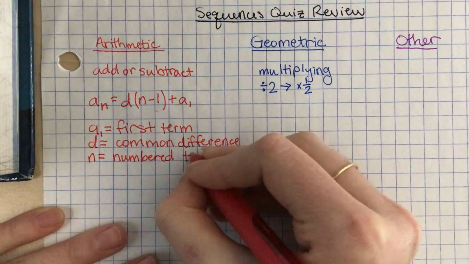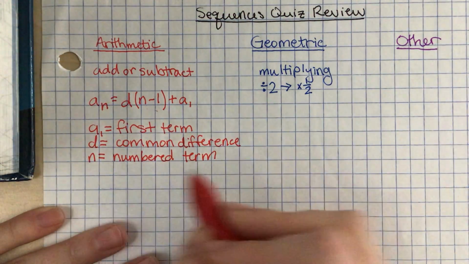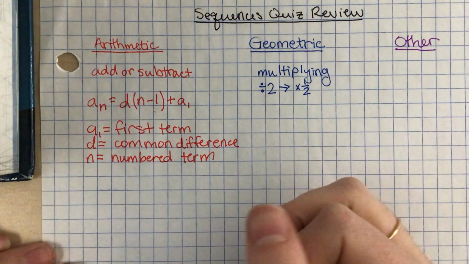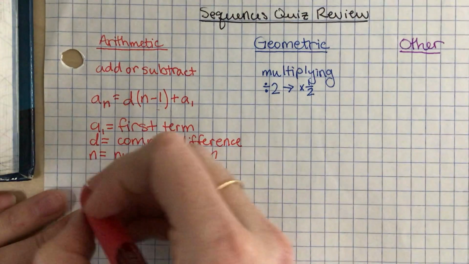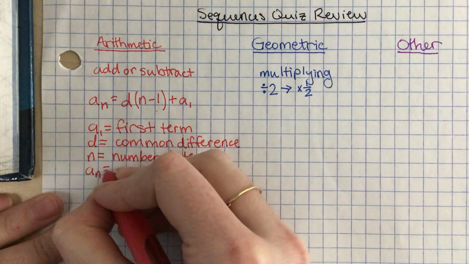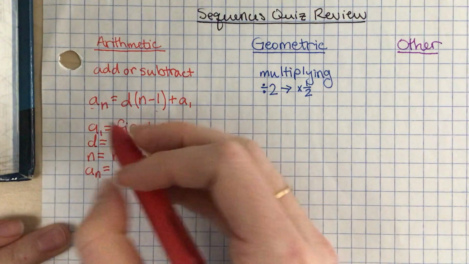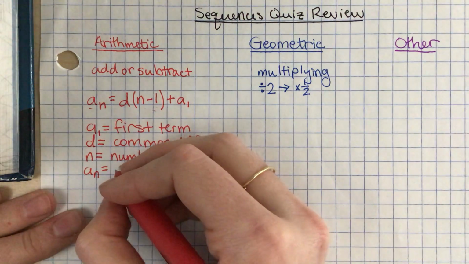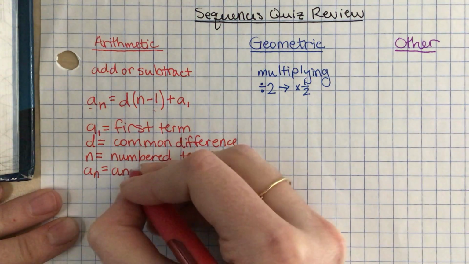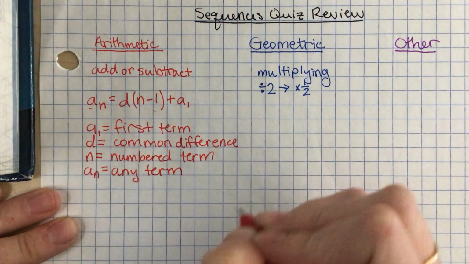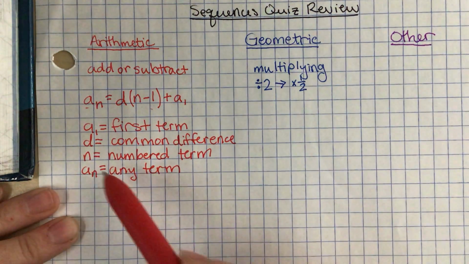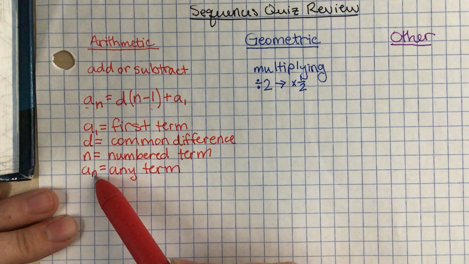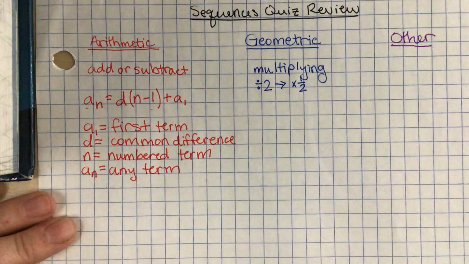Numbered term. So we could be trying to find the 20th term. We could be trying to find the 50th term. For the most part, they're usually pretty small, though, for us to find for right now. And then we have AN up here. AN just means it's the number at that term. Or in other words, it's any term in our sequence. So if I'm trying to find n term, so say it's the 20th term, this would be A20. It's the 20th term of that sequence.